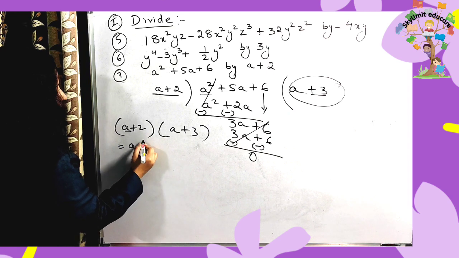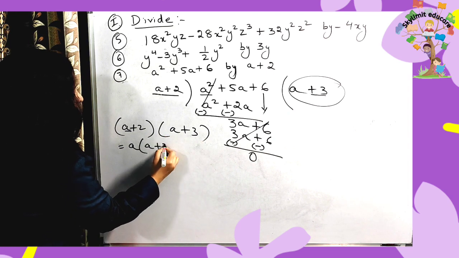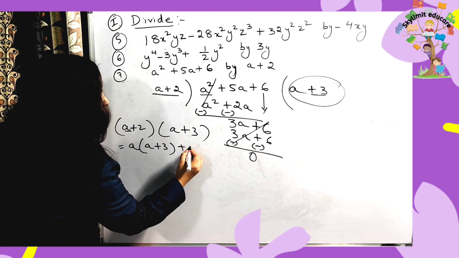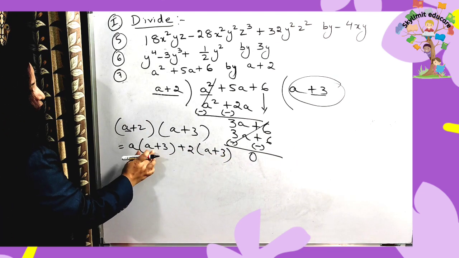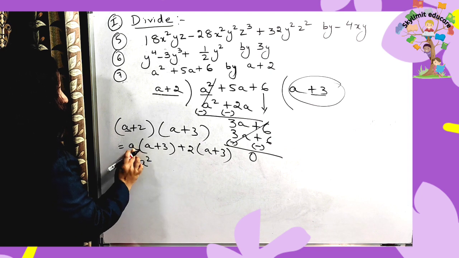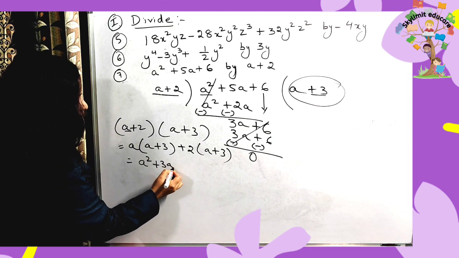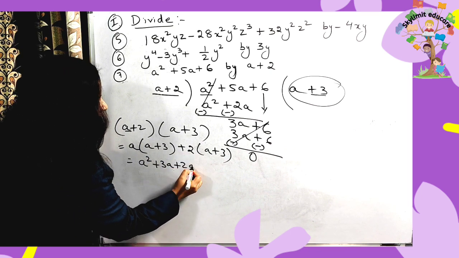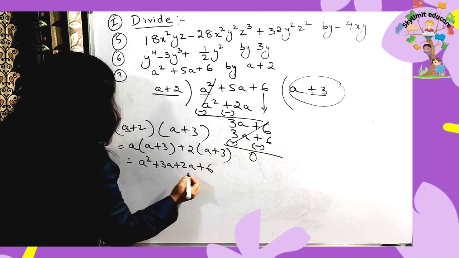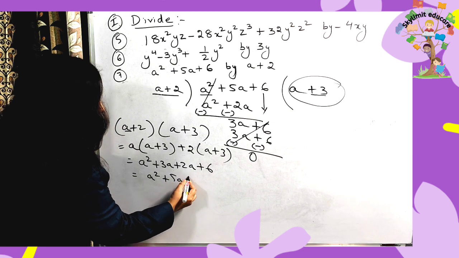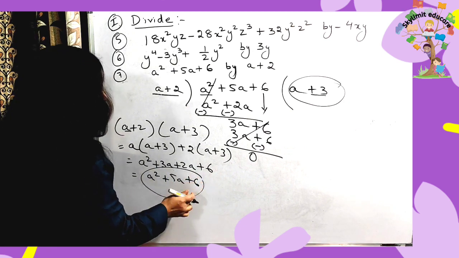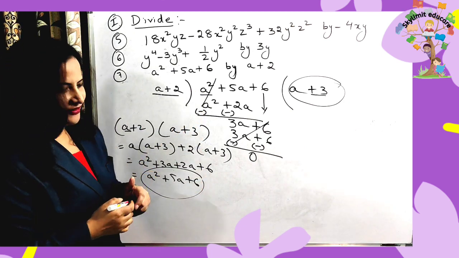First term I am taking: a into a plus 3, plus 2 into a plus 3. So how much did I get here? A into a, a square. A into 3, 3a, plus 2a plus 6. So I am getting a square plus 5a plus 6. This shows that our division is correct because we have got the dividend.